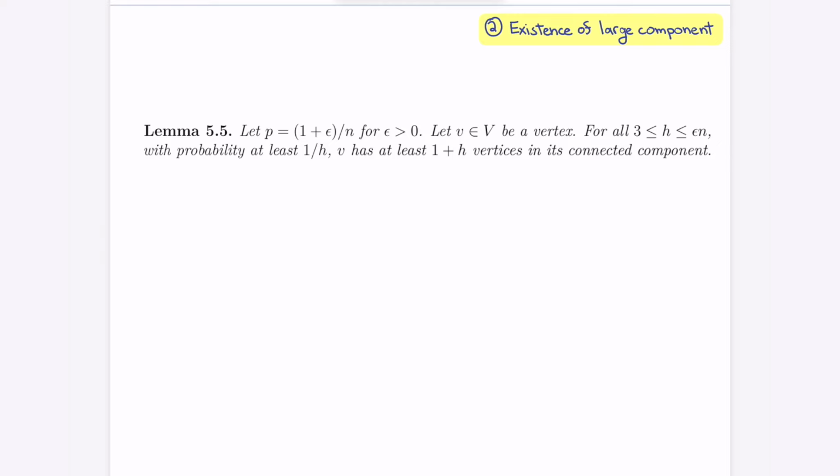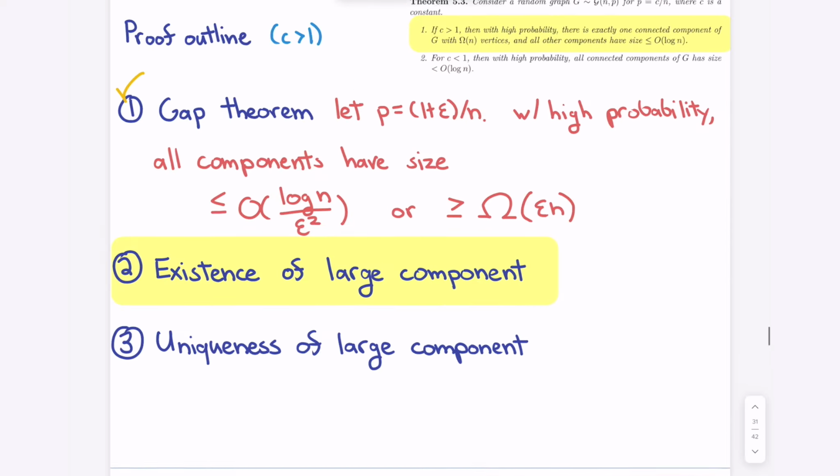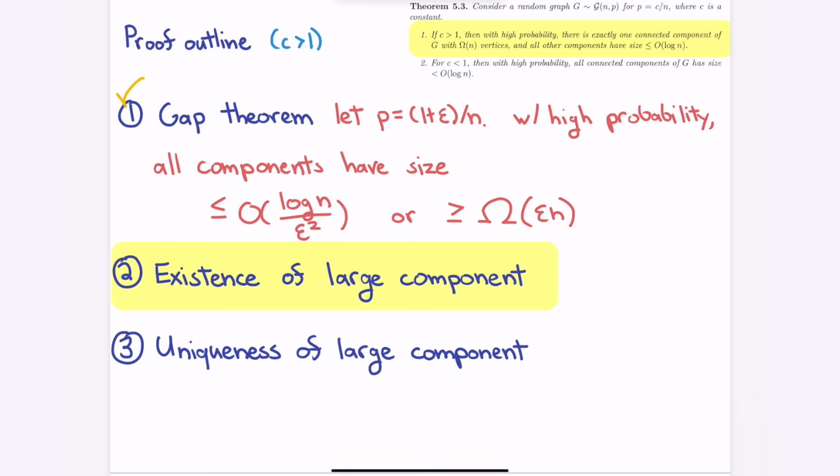Okay. All right. So now let's talk about why there exists a large component. So all we've shown is that there's no medium-sized components, but now we want to show there's at least one large component, and then we'll show why they're unique. The unique one we can actually knock out real fast.